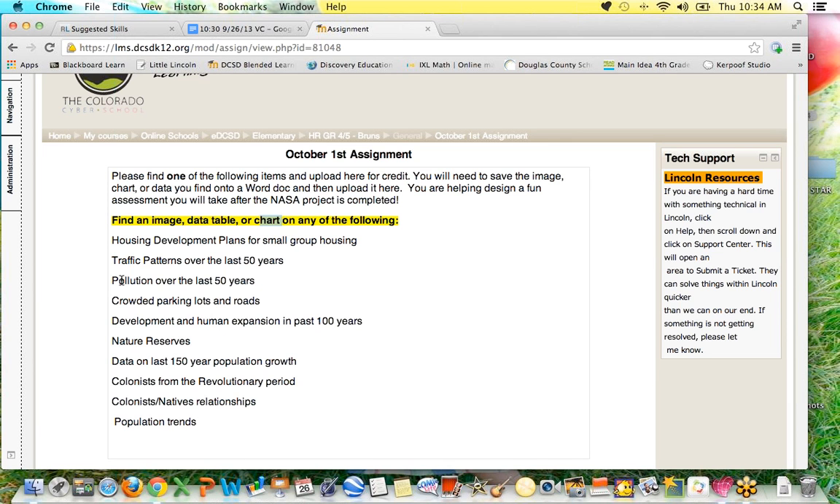So maybe you want to go find some pictures of pollution or a picture of a crowded parking lot. Or maybe you want to go find some data on the traffic patterns over the last 50 years. Or maybe you want to go find some information on the colonists in the Revolutionary period. Or maybe you want to find a picture of them. All you have to do is just one, okay?